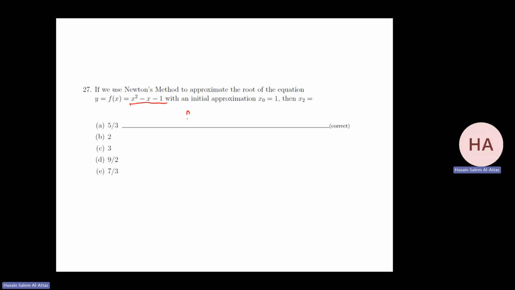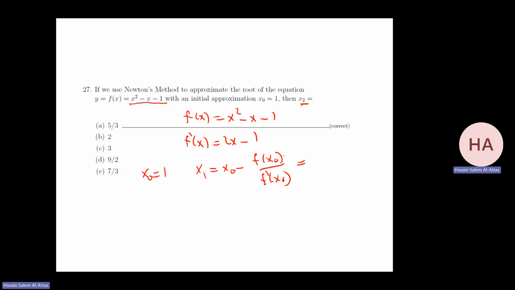This is the function. What will be f prime? It will be 2x minus 1. So if I have x0 equal 1, I want x2, so I want 2 iterations. x1 will be x0 minus f of x0 over f prime at x0. That will be 1 minus f of 1. 1 minus 1 is 0, minus 1 over f prime, 2 minus 1, which is 1. So this is 2.